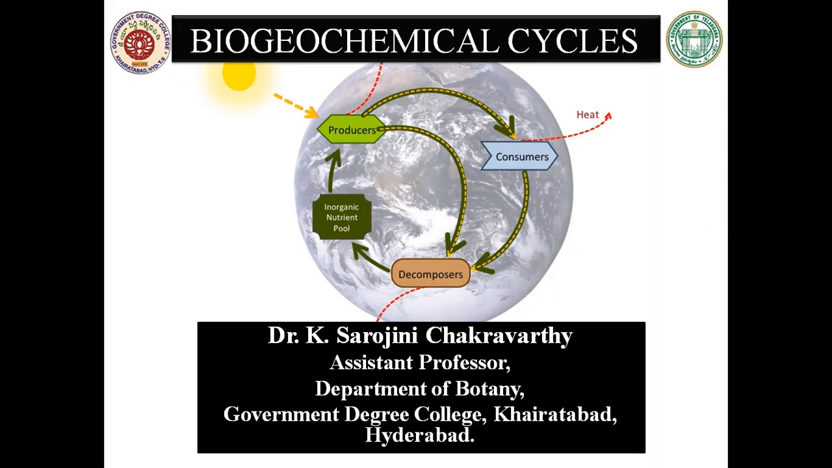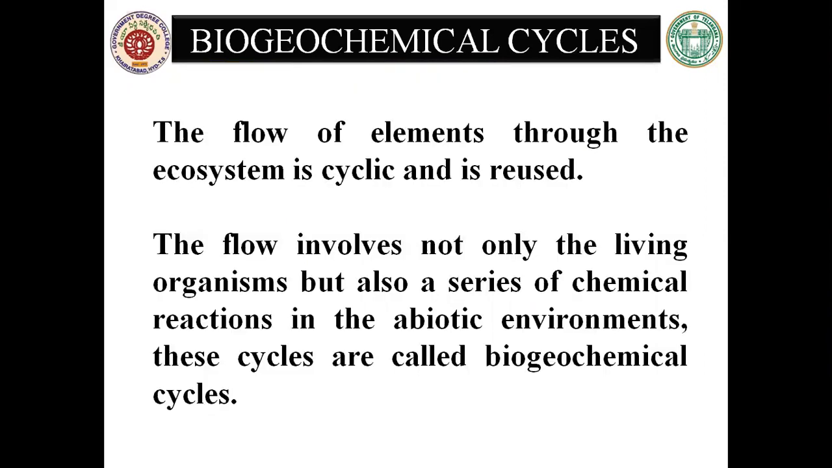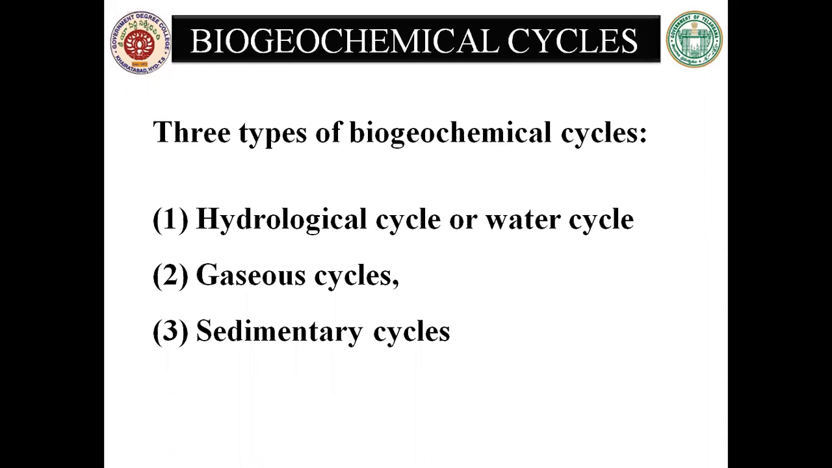It often forms compounds with other elements as a result of metabolic processes in living tissues. So, the flow of elements through the ecosystem is cyclic and is reused. The flow involves not only the living organisms, but also a series of chemicals in the abiotic environments. So that's why these cycles are called biogeochemical cycles. Biogeochemical cycles are of three types: hydrological cycle or water cycle, gaseous cycles, and sedimentary cycles. So we'll see a few cycles.